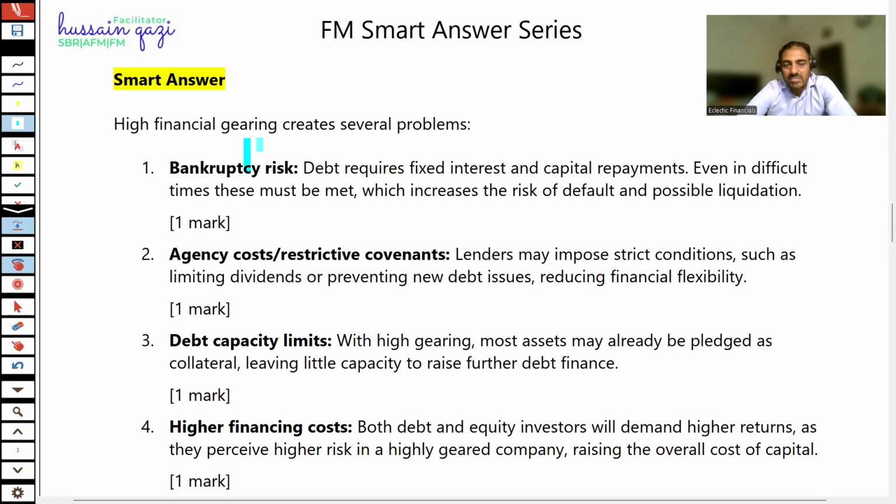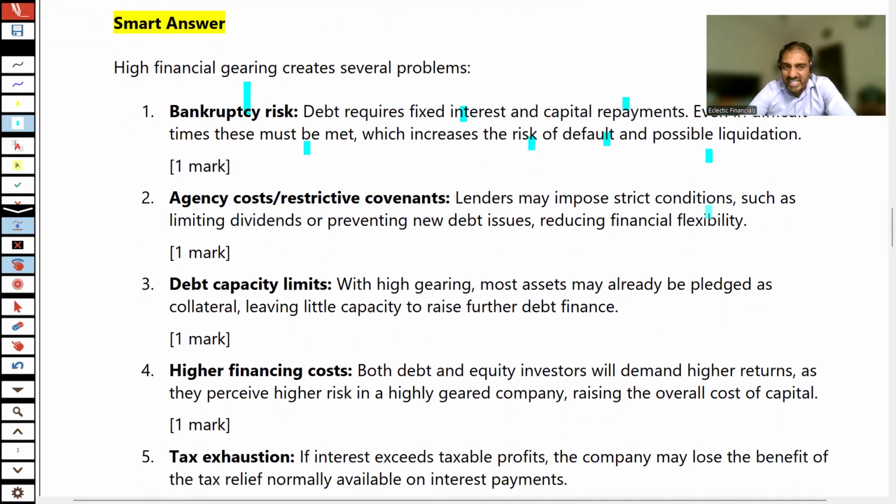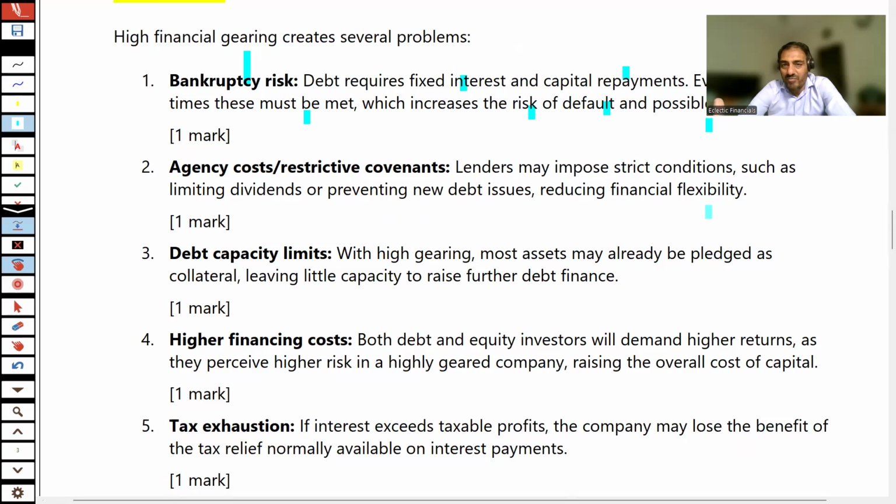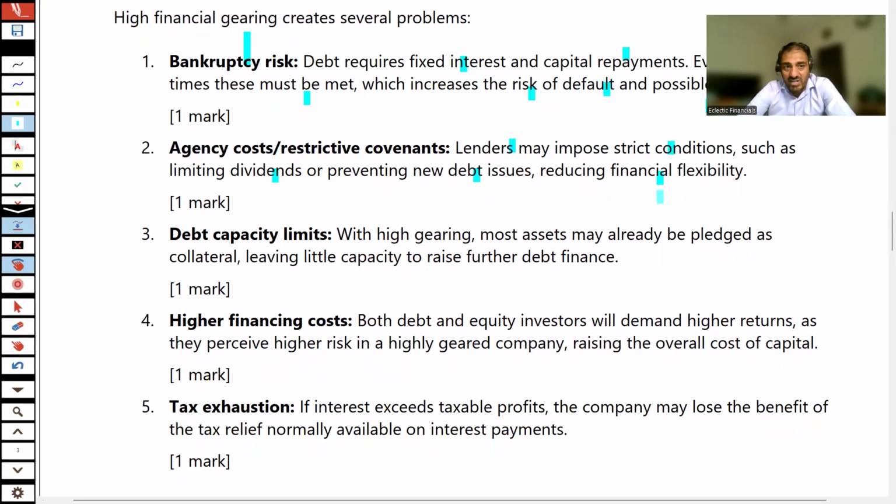Bankruptcy: as we discussed, debt requires interest and capital repayments. So in difficult times, these must be met. This might increase the chance of defaults and liquidations. Same for agency, that's restrictive covenants. The lender may impose strict conditions, covenants like restrictions on dividends and no new debts. So maybe shareholders are reluctant. That reduces the financial flexibility.